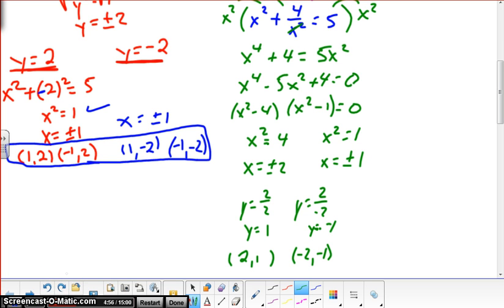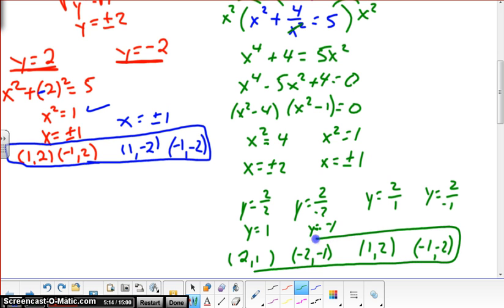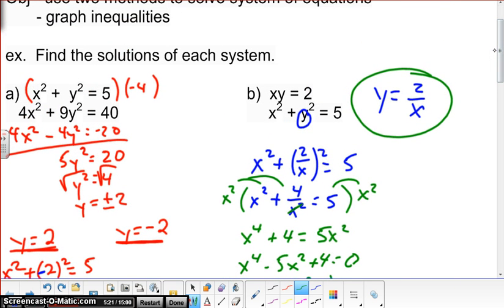And then we get y equals 2 over positive 1, y equals 2 over negative 1. So when x is 1, y is positive 2. When x is negative 1, y is negative 2. Again, completing with 4 ordered pairs. And again, not all of these would have 4 ordered pairs. You could have less than 4 as well. It just depends upon the type of system that you're solving.